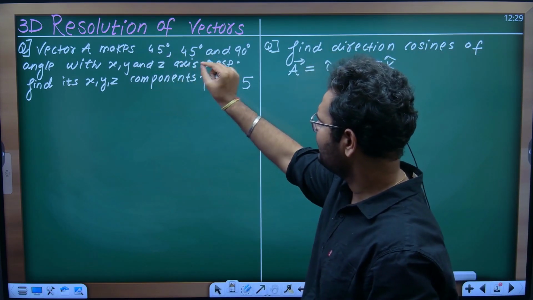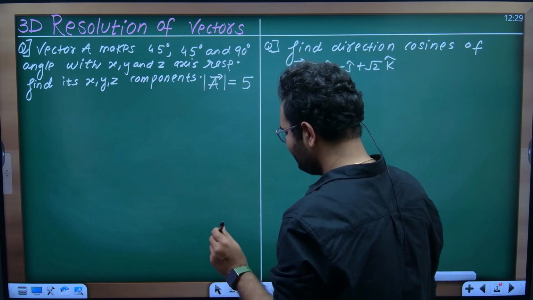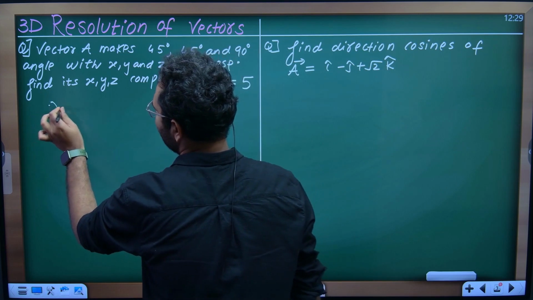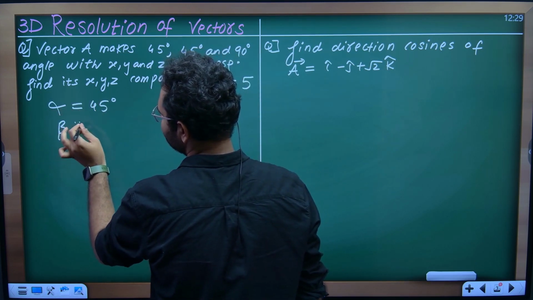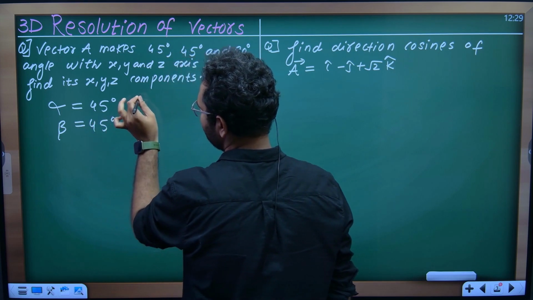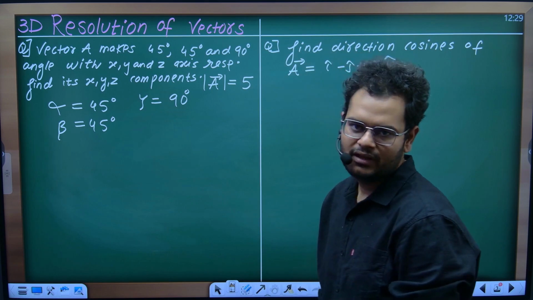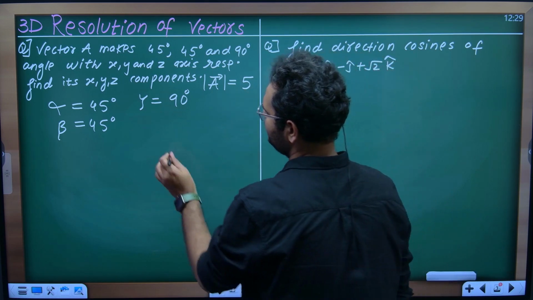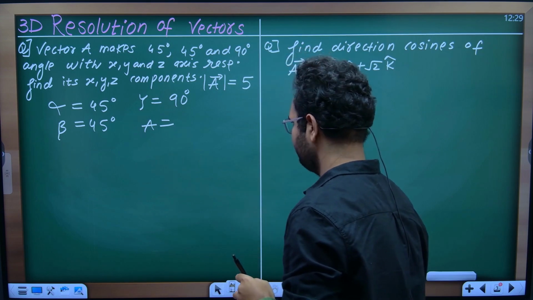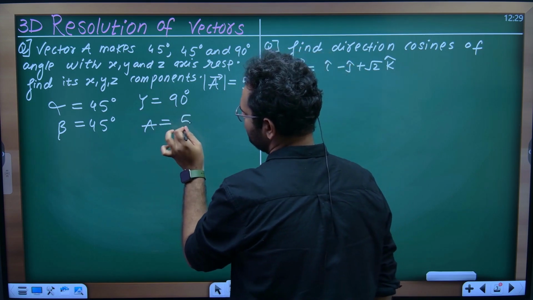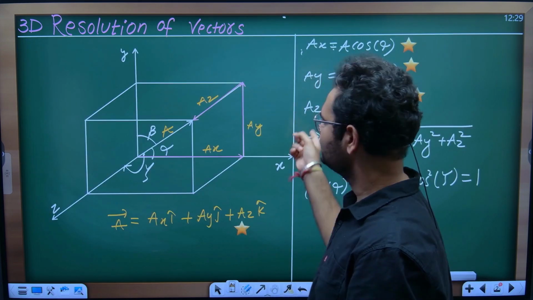Vector A makes 45, 45 and 90 degree angles with x, y and z. What is given to us? Whenever angles are given, what is given? Alpha is given with the x axis, 45. Similarly, beta is given. How much is it? 45. And similarly, gamma is given. What is that gamma? 90 degrees. Fine. Also, the magnitude of the vector is given. So I will write magnitude is also given. What is the magnitude, sir? 5. Okay. What is asked? They are asking the x, y and z components. Just now we have written the formula for the x, y and z components.